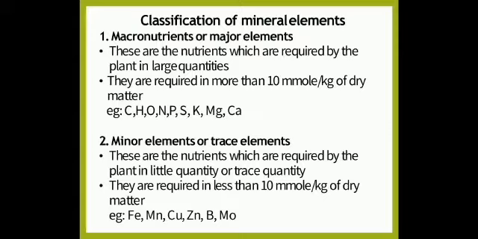Minor elements are the nutrients which are required by the plant in less quantity or trace quantity. They are required in less than 10 millimole per kg of dry matter, which includes iron, manganese, copper, zinc, boron and molybdenum.